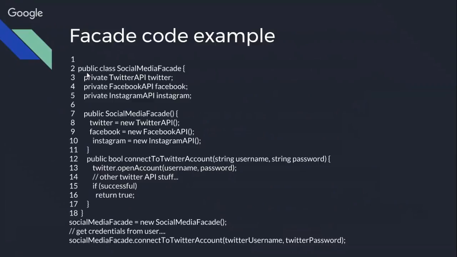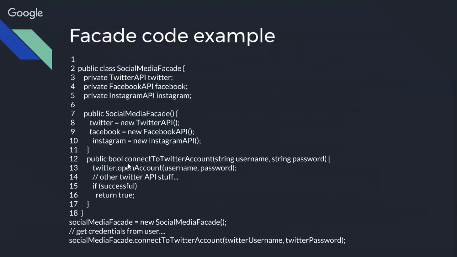I wrote up this little example here for a social media facade. This class has access to several APIs that are pretty common in functionality. They're all social media. So you've got a Twitter API, Facebook, Instagram. And the facade has access to all three of these, which will allow it to call its functions whenever we need to do anything related to social media. Here in the constructor, we create these three objects for the APIs.